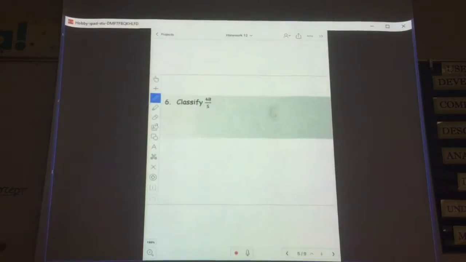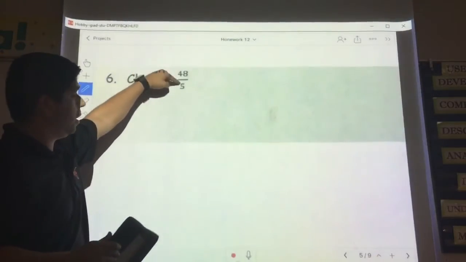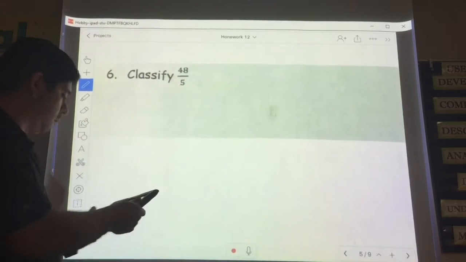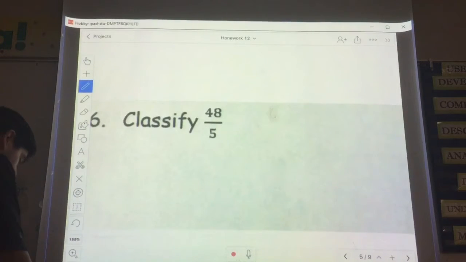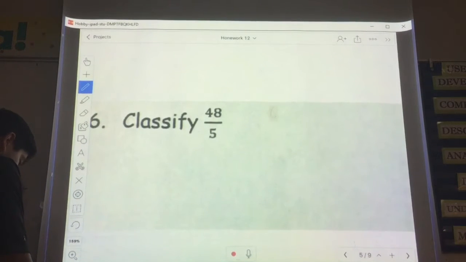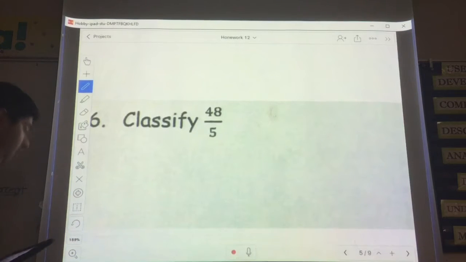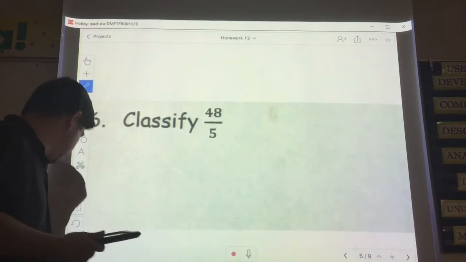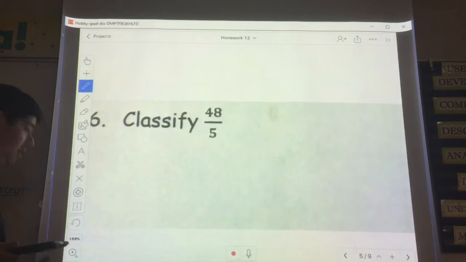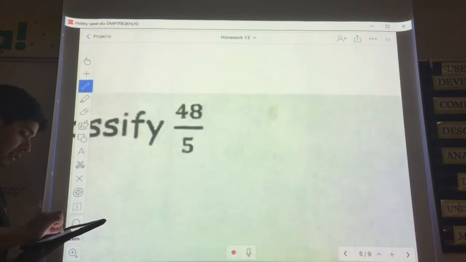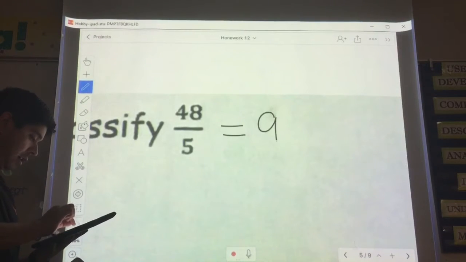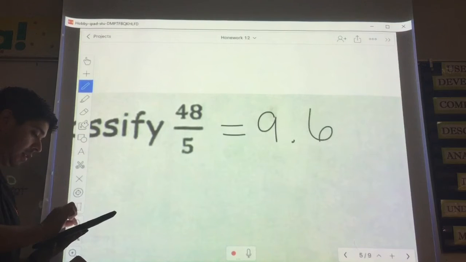Number 6 says to classify 48 over 5. So we got to do 48 over 5. We got to divide that and see what we get. So 48 divided by 5. Hit Control Enter to see if I get any decimals or if it comes out evenly. I do get a decimal. All right, this equals 9.6.